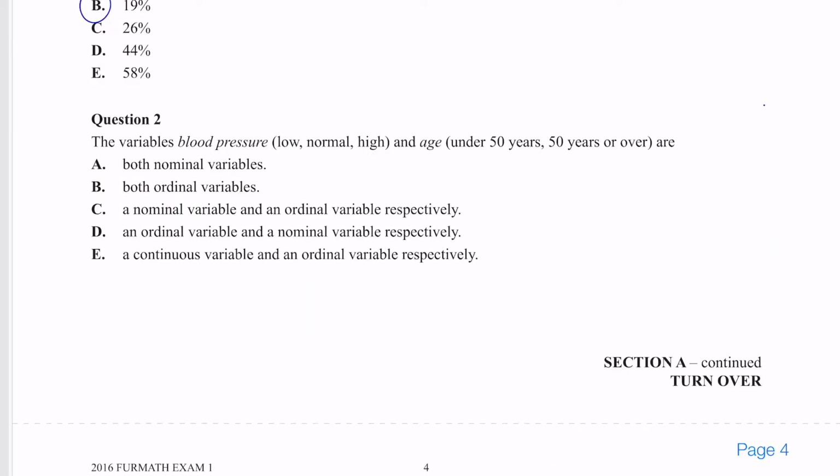Okay, question 2. The variables blood pressure, low, normal, high, and age, under 50 years or over, are. So we know that this is categorical, and we know that it's ordinal because there's an order. It starts off from low, then normal, then high, so it's increasing. And then age, we also know that's categorical, and it is ordinal as well, because we do have some sort of order here. So as they both have orders, that'd be B, both ordinal variables.